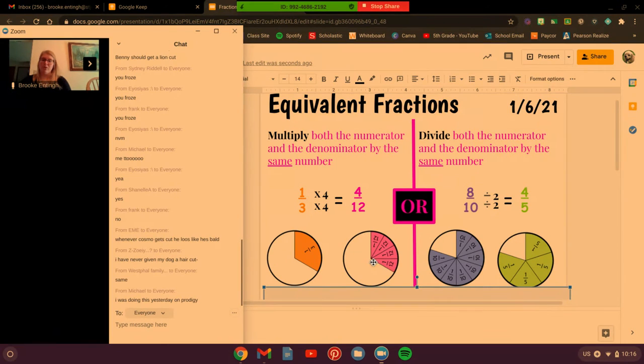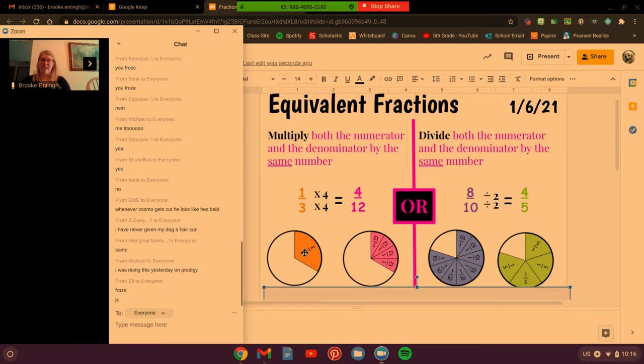So you can see that they're both coloring in the same amount of our pizza or pie, even though here with the 1/3, it's just one big piece, whereas in our second example, it's 4 smaller pieces, but they take up the same amount of space.